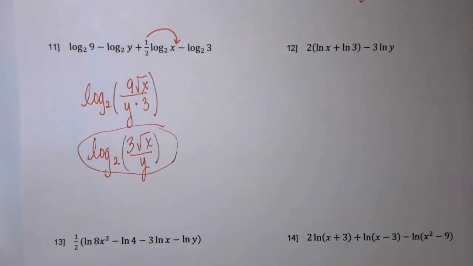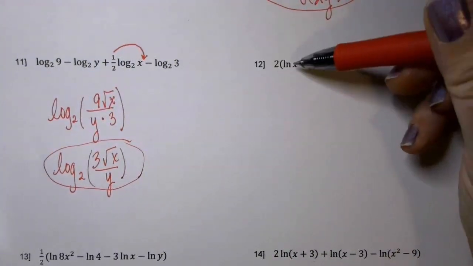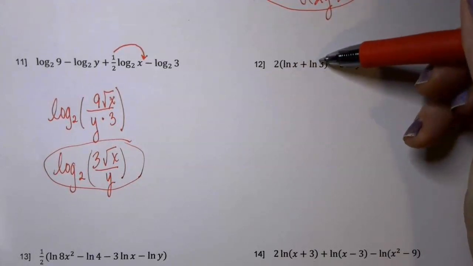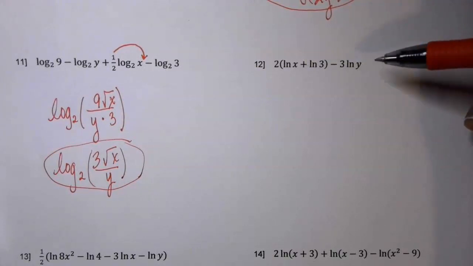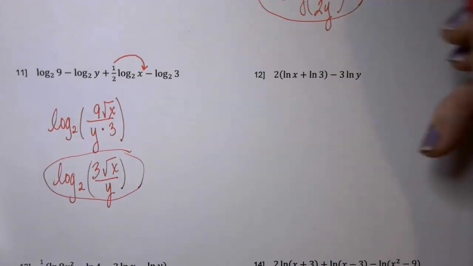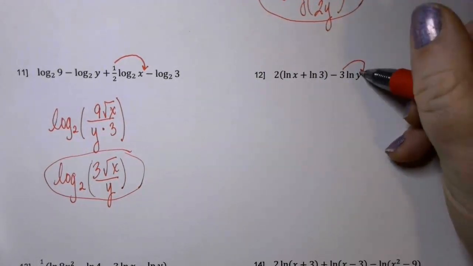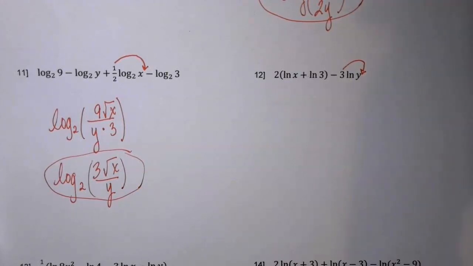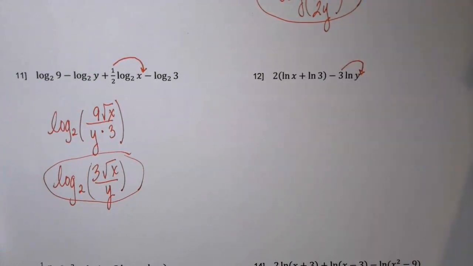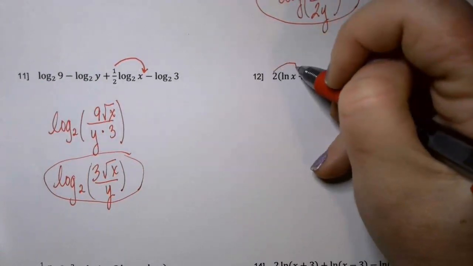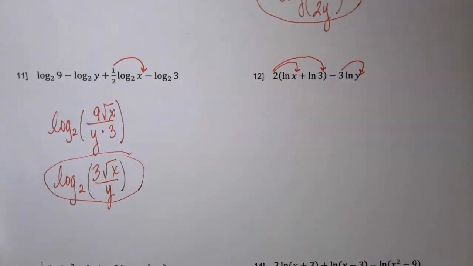So we'll have a log base 2 of 3 square root of x divided by y will be our condensed and simplified form. Okay, then in number 12, we've got a 2 times the natural log of x plus natural log of 3 in parentheses, and then outside the parentheses is a minus 3 natural log of y. So I can use the power property on that coefficient of 3 to make it the exponent on the y. And similarly, I can use the power property on this coefficient of 2. That's going to belong, though, to both the x and the 3 as exponents.